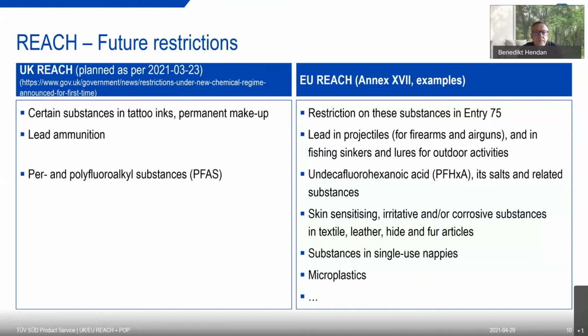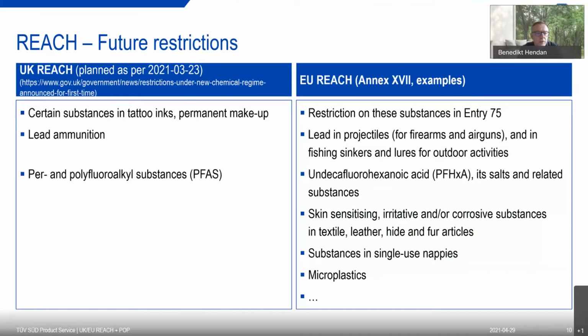But what I do not know, and what is not clear at the moment, of course, is whether the restriction which is planned now in the UK REACH is similar to the restriction in the EU. So there could be differences. Another project which is under development in the UK as well as in the EU REACH is lead in ammunition, or lead in projectiles and fishing sinkers and lures for outdoor activities. So there is the same initiative, but of course we do not know whether the restriction will be the same or if there will be differences.